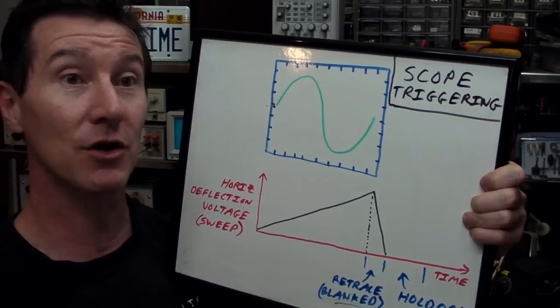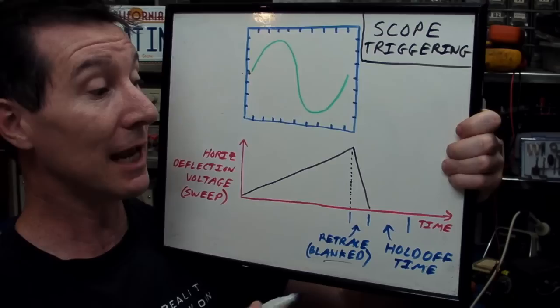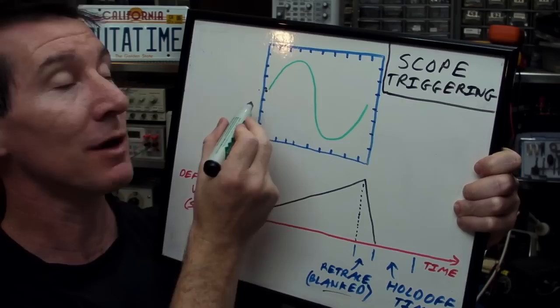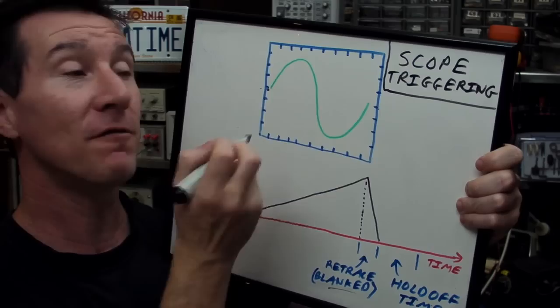And that's why it's called trigger hold-off, because it effectively disables your trigger signal again for a fixed period of time. Now, of course, that hold-off time must at least be as long as the retrace period to sweep that back, plus a little bit extra for it to settle before that trigger circuitry resets. But you can actually extend that.